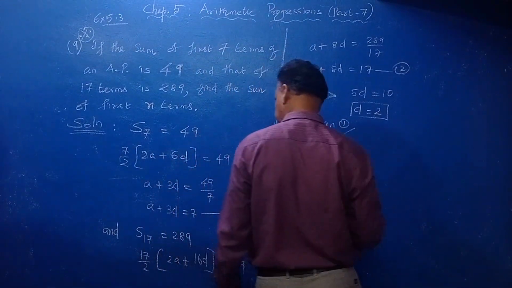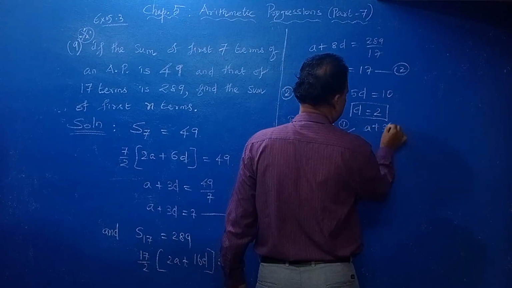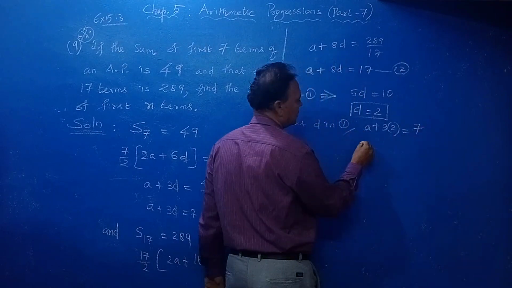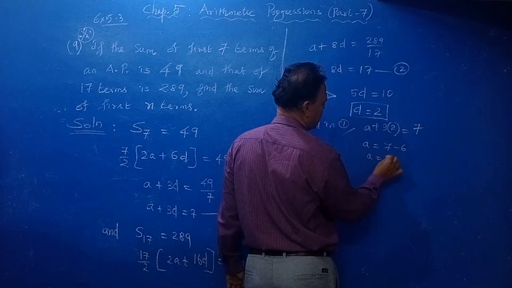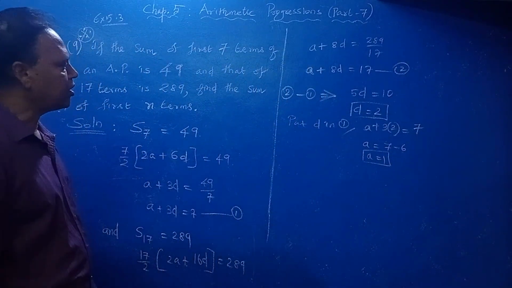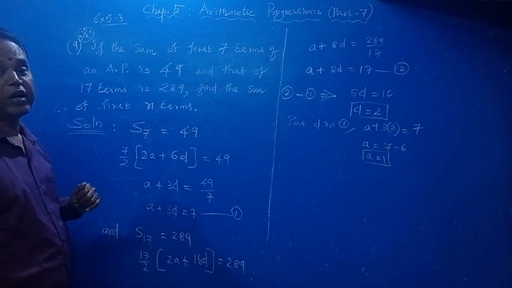What you will get? A plus 3 into 2 is equal to 7. Therefore a equals 7 minus 6, a equals 1. Right? A equals 1. Now you have to find out what? First n terms. N terms you have to find out.